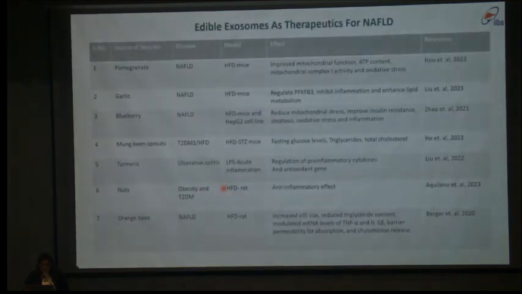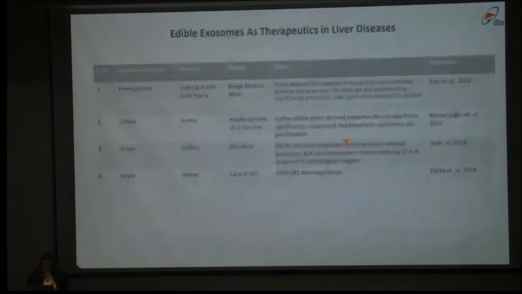So I have tabulated all the studies which have been done in terms of NAFLD: pomegranate, garlic, blueberry, turmeric, nuts, and orange juice recently. They all found that they are protective and involved in various mechanisms. For paucity of time, I am just tabulating and stimulating you that there are many studies which are done in vivo in animal model systems.